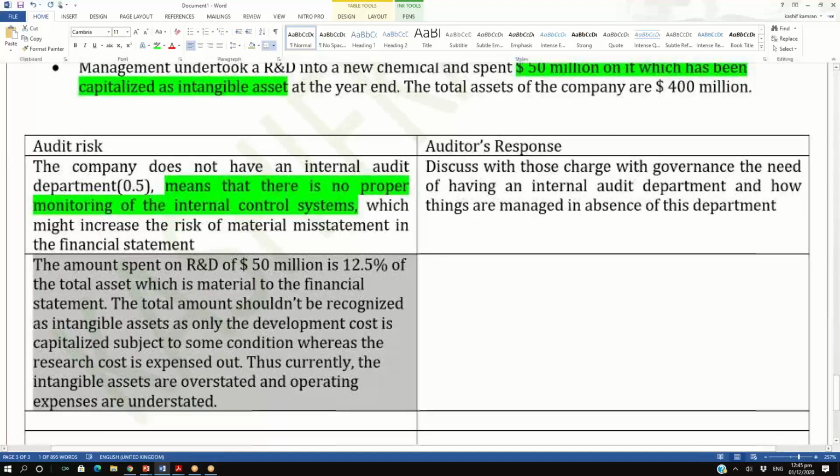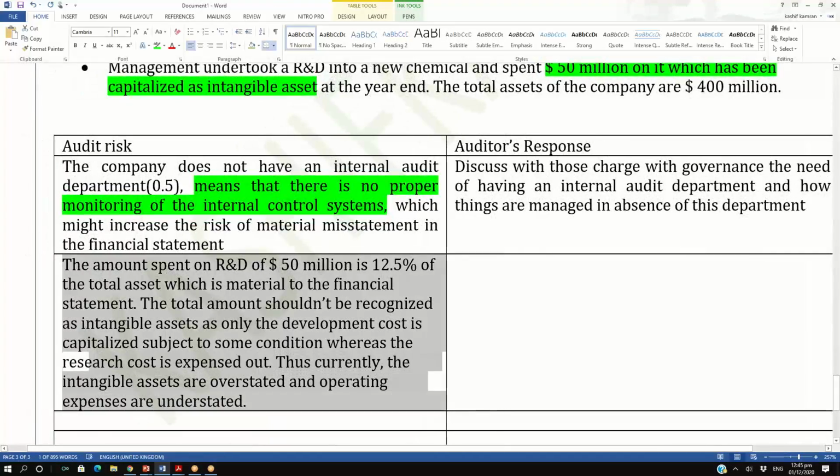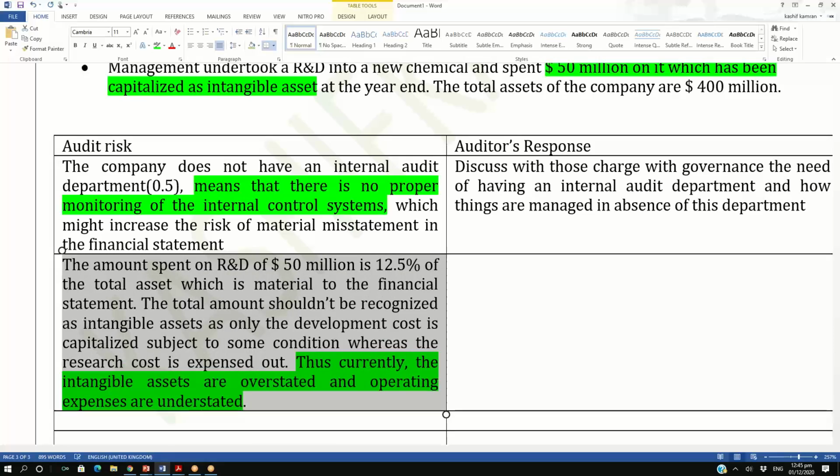Look at my audit risk. The audit risk cannot be without an impact on the financial statement. If you can identify the account balance, you need to identify the account balance. What is understated, what is overstated. In the case of the internal audit department, I couldn't. So I just say the financial statements could be materially misstated. But in the case of the research and development, I could identify what account balance is over or what account balance is under. So I was very particular. But again, my point of concern is an audit risk without a connection to financial statement is useless. An audit risk without an impact on the financial statement is useless.